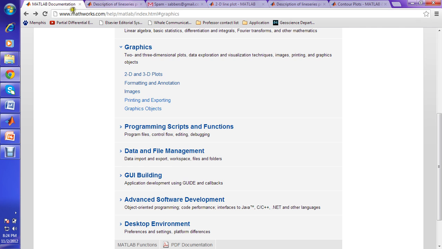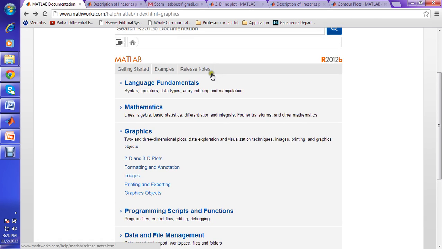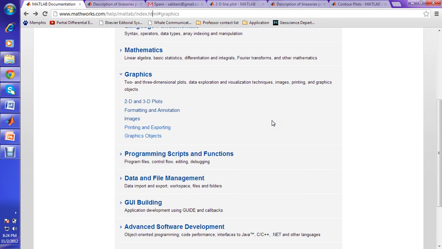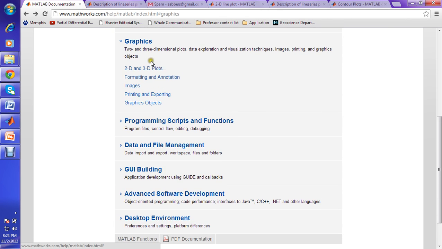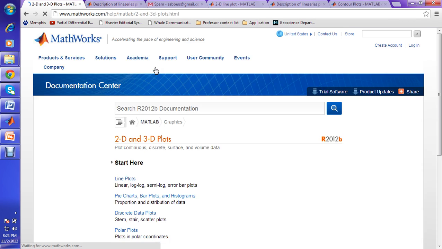This is MathWorks, and I have told about this in the earlier lecture, in which we learned about language and fundamentals, syntax, operators, data types, array indexing and manipulation, something like that. So today we are interested in graphics. That means how we can plot 2D and 3-dimensional plots, and formatting and annotation images. Basically we will concentrate on these 2D and 3D plots. Later we will see step by step and gradually. Okay, so let's go there. 2D and 3D plots.